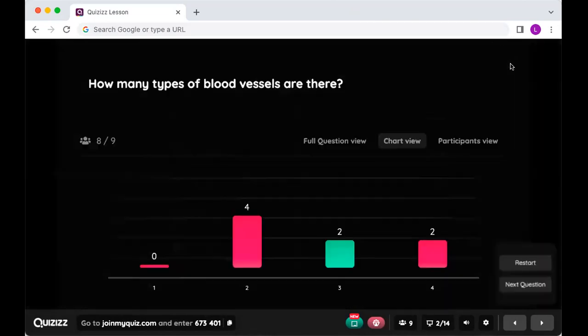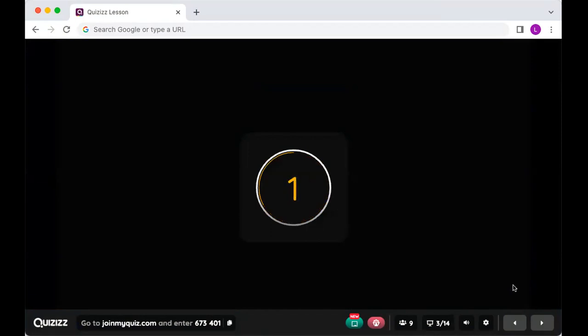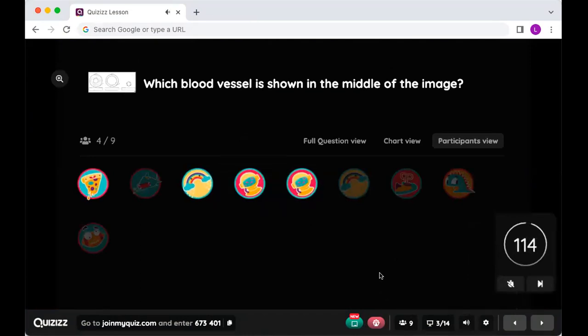All right, there are 3 blood vessels: arteries, veins, and capillaries. All right, next question. Not to worry about that, we just recap. Okay, which blood vessel is shown in the middle of the image? This question is quite hard because I only covered this a little bit.